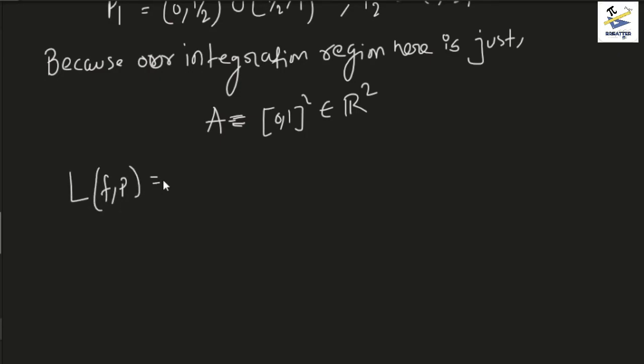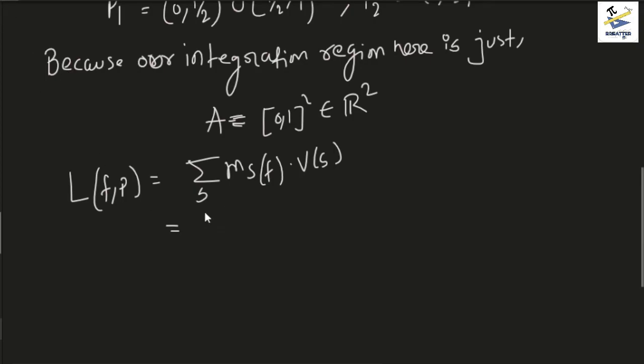L of f comma p would then be the summation over all such subrectangles S of the infimum of f over S multiplied by the volume of S, right? Now what we can see here is M_S of f. There are two rectangles, so we actually do not need to do it for each rectangle, but we can do it directly.